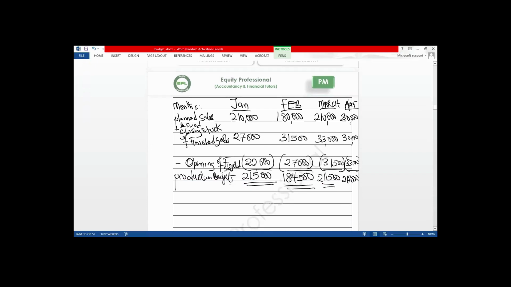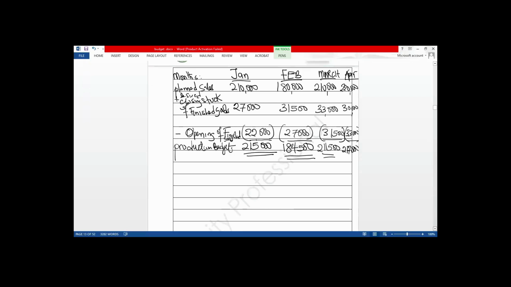Material purchase budgets for 3 months, but we need to make provision for April. You have the months January, February, March. Then I'm going to make provision for April.